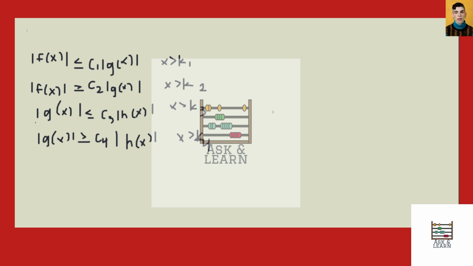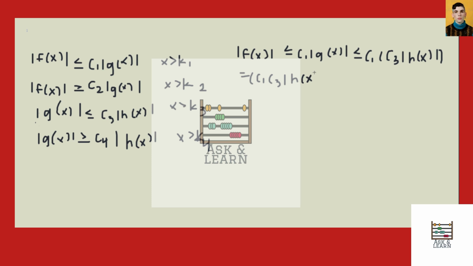So let k equal the max of k1, k2, k3, k4, and let x be bigger than k. So we have the absolute value of f of x is less than or equal to C1 absolute value of g of x, which is less than or equal to C1 C3 absolute value of h of x.